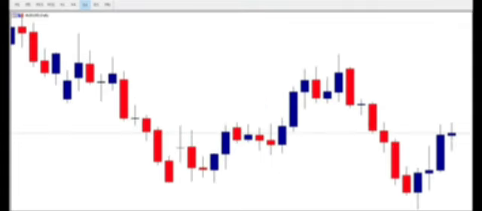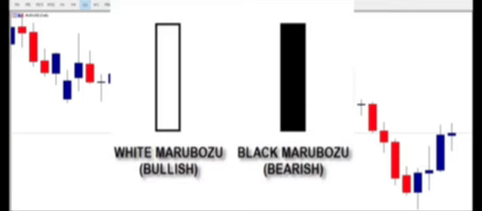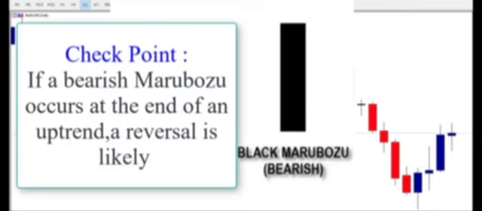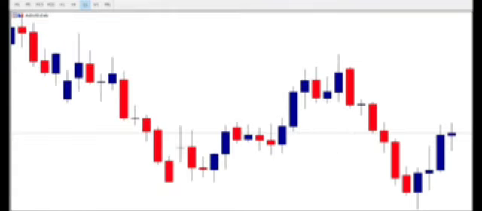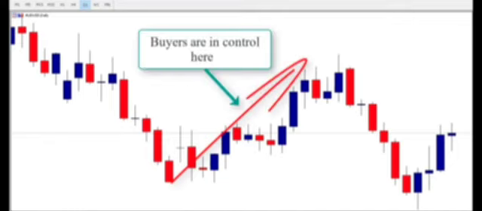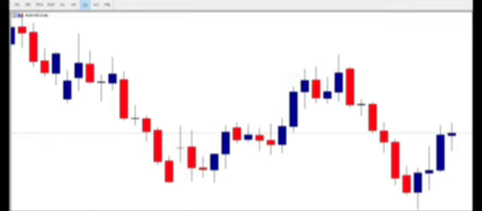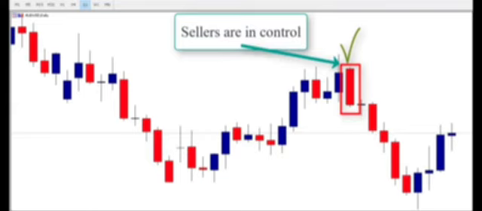And as you can see, the market changed direction and went up. Let me show you another example. If a bearish Mariposa occurs at the end of an uptrend, a reversal is likely. Let's look at this chart example. As you can see, the market was trending up. This means that buyers are in control of the market. The formation of the Mariposa indicated that sellers are in control of the market during this period of time. So buyers are no more strong and the bearish reversal is likely to happen. And as you can see, after the formation of the bearish Mariposa, the market went down.